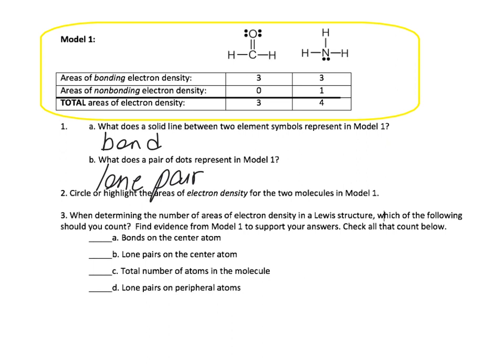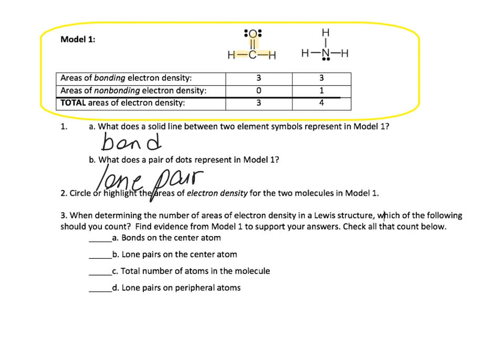Well, let's look at that first model, that first molecule on the left. 3 areas of bonding. Well, there's 1 area of bonding. Here's a second area of bonding. There's a third area of bonding. Those areas between the C central atom and the H's and the O. We do not count the lone pairs or any electrons on any of the outer elements. We only are looking at the center atom to determine areas of electron density.